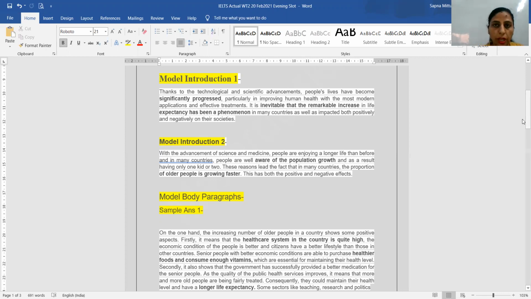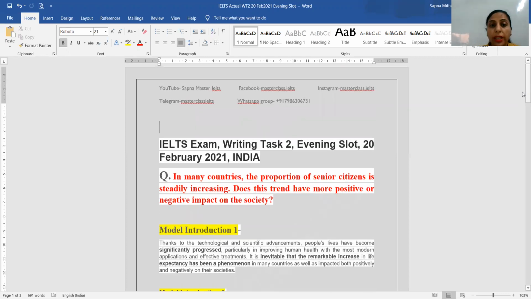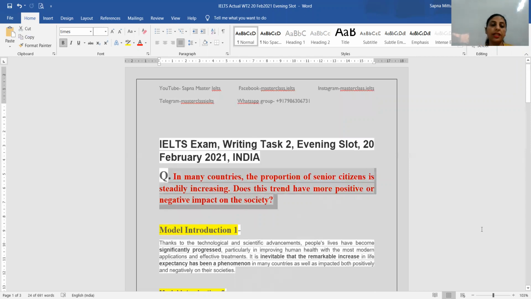We'll go with the topic which came on 20th February 2021. That was in India and it was an evening slot. The question is, in many countries, the proportion of senior citizens is steadily increasing. Does this trend have more positive or negative impact on the society? So the proportion of senior citizens, elderly people, is steadily, gradually increasing. We are going to discuss whether this has a positive effect or negative effects on the society.